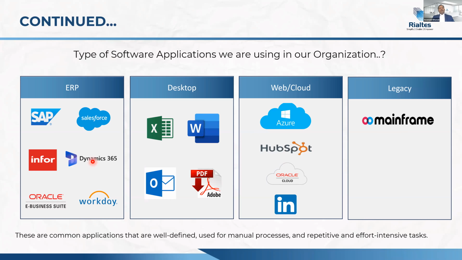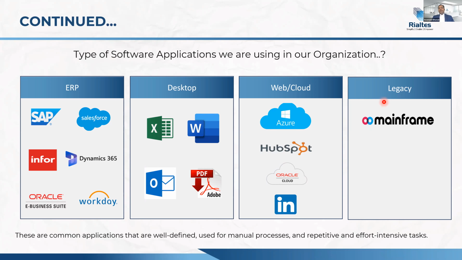Then in desktop applications, we have Microsoft Excel, we have Microsoft Word, we have Outlook application, we have PDF reader. So these are the common applications we use on a daily basis, which we can automate using any RPA tool. There is one more thing, like web or cloud applications. Microsoft Azure is there, then HubSpot is a web application. We have Oracle Cloud, then we have Microsoft, that's LinkedIn product.